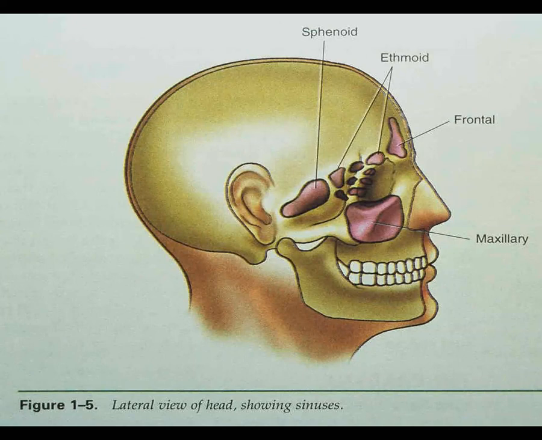Here's another picture of the sinuses from the side view. You can see the sphenoid, ethmoid, the frontal ones, and then the maxillary.